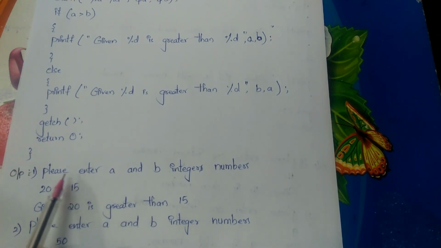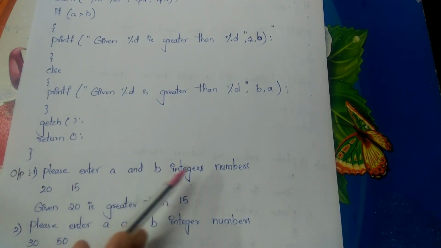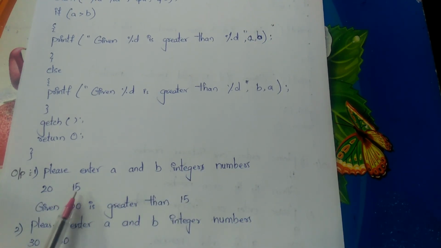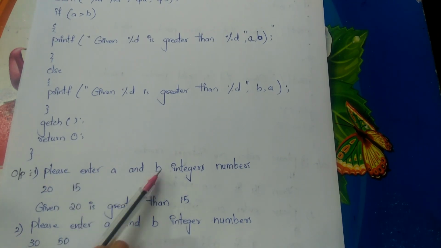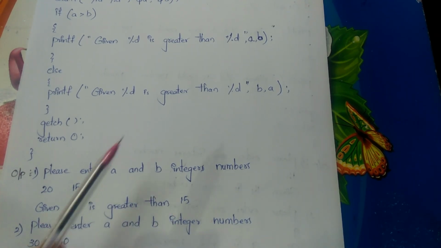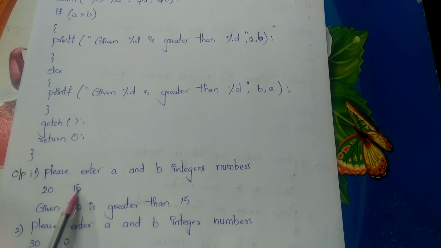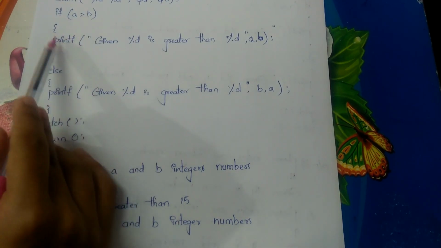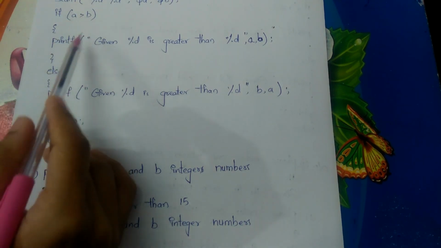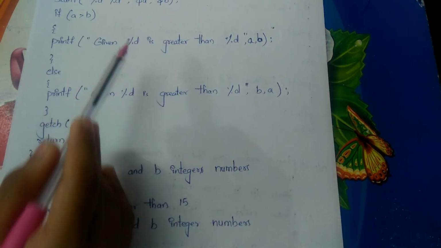So first the statement will be printed: please enter a and b integer numbers. The first number I gave as 20 and the second number I gave as 15. So 20 is for a and 15 is for b. Now 20 is greater than 15, so it prints the statement given: 20 is greater than 15, because here the value of a is greater than b. This statement will be executed because the test condition is true, that's why this printf will be executed.